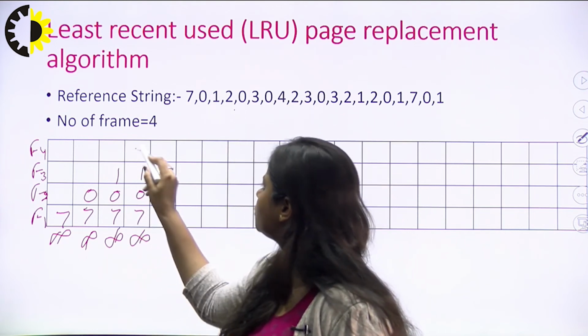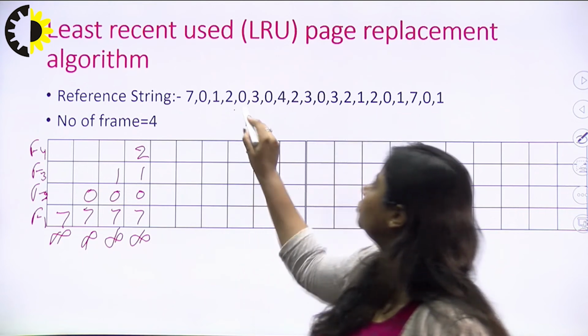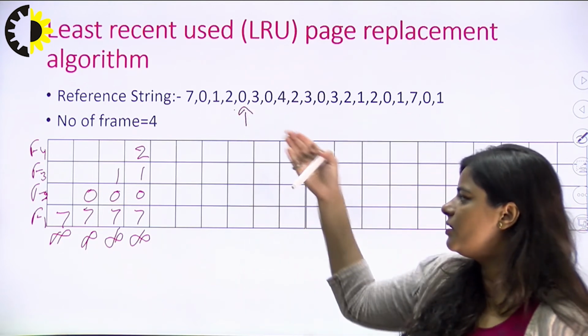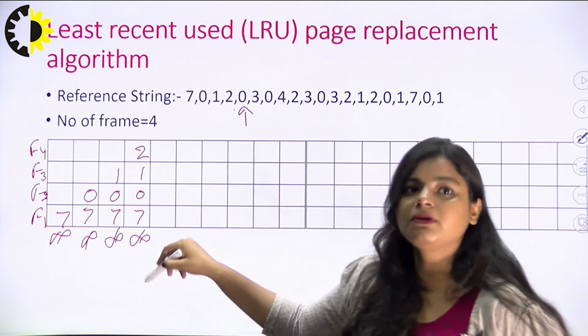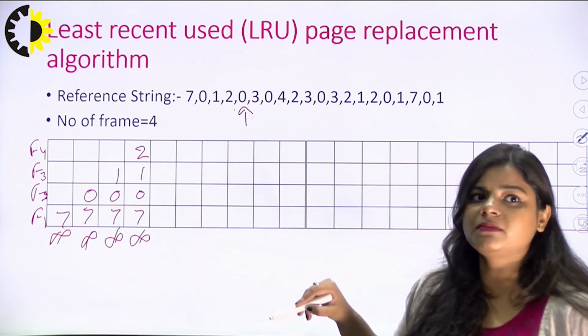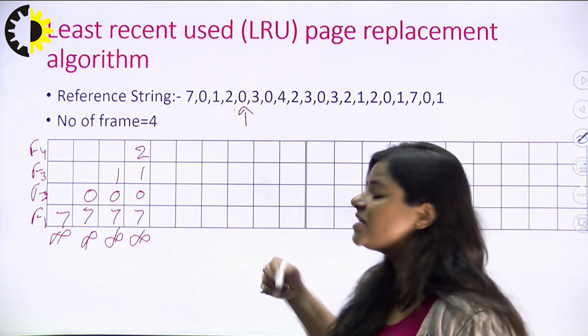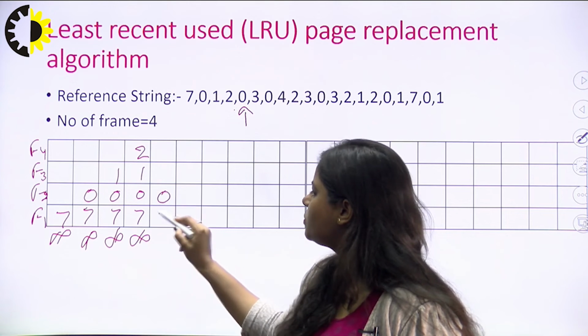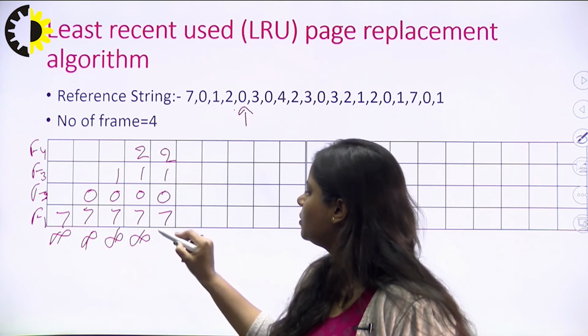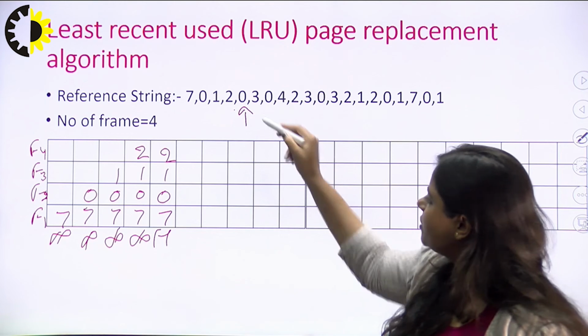7, 0, 1, 2 and 0. Now 0 we are having 0 and we are full with the frames. We will see that 0 is present inside the main memory or not. If 0 is present inside the main memory, it is a page hit. Okay. So 0 is already present inside the main memory, so it is a page hit. First hit is here, and again we are having 3.